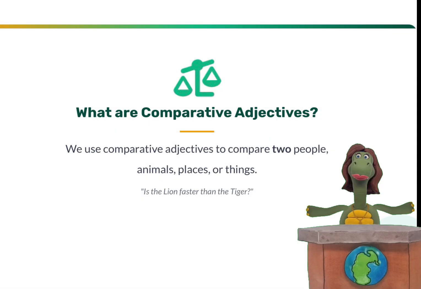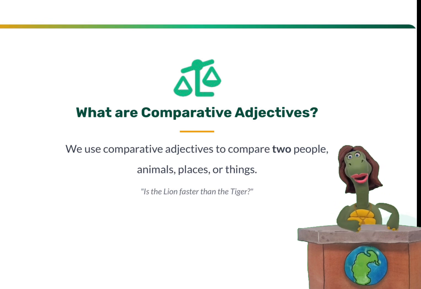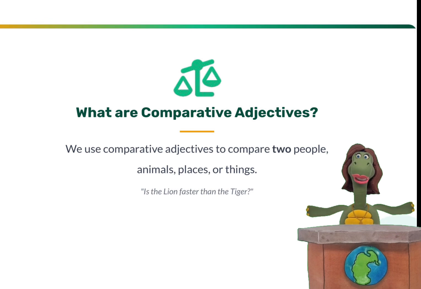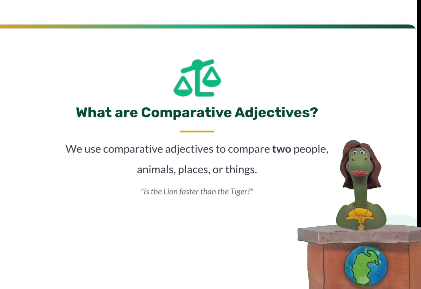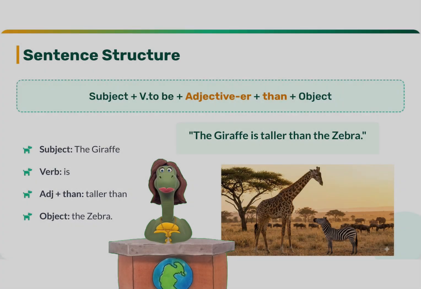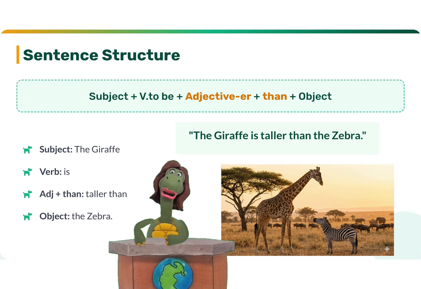First, let's look at what comparative adjectives are. We use comparative adjectives to compare two people, animals, places, or things. For example, we might ask, is the lion faster than the tiger? The basic sentence structure is very simple. It follows this pattern: subject plus verb to be, plus adjective plus than, plus object.